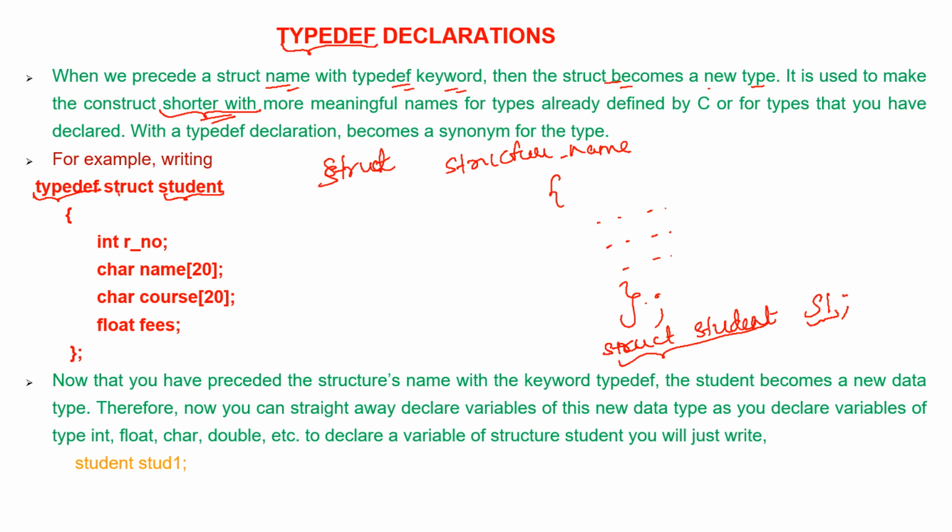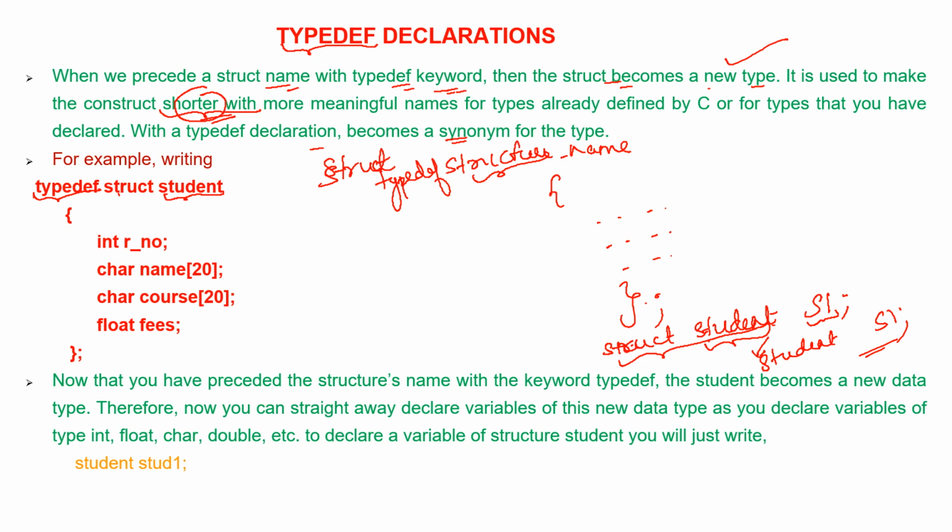So if you use typedef before this keyword, then instead of writing struct student, you can cut it short, and student becomes the new data type. So it can be made in a shorter form. That is the only use of this typedef declaration. This is also a manner in which you can declare it, in order to shorten your data type. So when we precede a structure name with a typedef keyword, then the struct becomes a new data type. It is used to make the construct shorter, with more meaningful names for the types already defined by C, or for the types that you have declared. With a typedef declaration, the name becomes a synonym for the type.